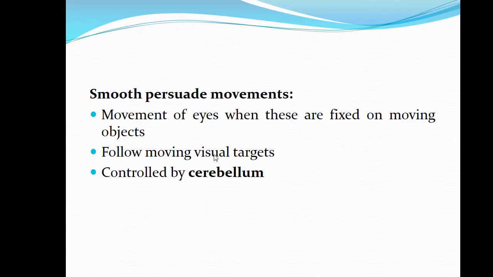For example, you are following a ping pong ball which is moving up and down, or you are following the pattern of waves on the surface of the sea. So when you are following the pattern of waves on the surface of the sea, your eyeballs are going to make a rhythmical pattern of movement, and that rhythmical pattern of movement is known as smooth pursuit movements. And smooth pursuit movements are controlled by the centers present in the cerebellum.